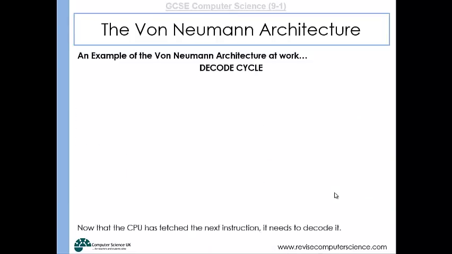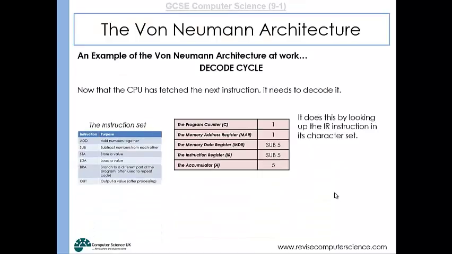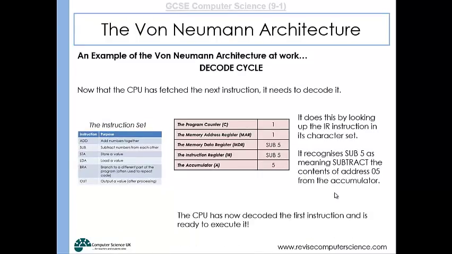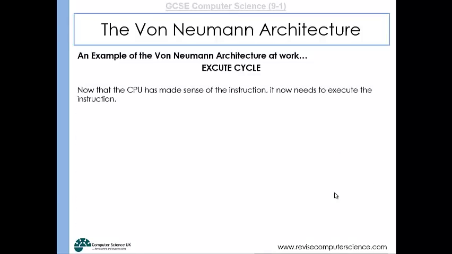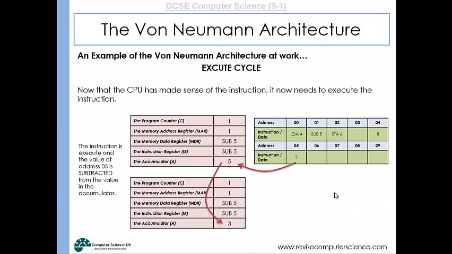It is then decoded, so it's looked up in its instruction set. It understands what SUB 5 means, and it means subtract the contents of address 5 from the accumulator. So it understands what to do. It's now ready to do it. In address 5 in the RAM, we have the number 2. So 2 is taken away from the contents of the accumulator, which was 5, to produce 3. So 3 is now the contents of the accumulator. And that is the end of the second fetch, decode, execute cycle.